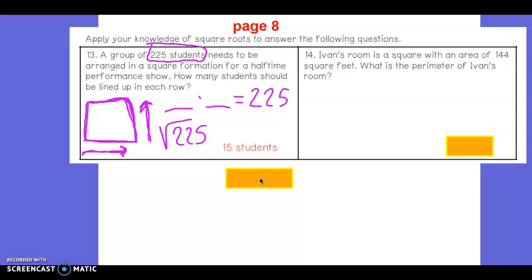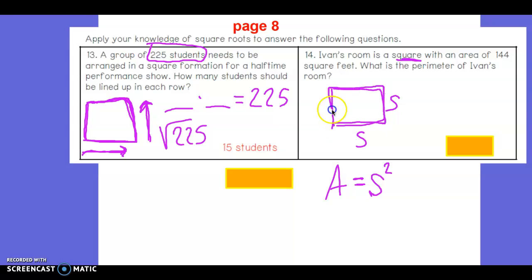Problem number 14 tells you that you have an area of a square. It's 144 square feet. If you remember, a square has two equal sides, so the area is just the side squared. They want you to find the perimeter of the room. So to find the perimeter, we need to know the length of each side. Remember, perimeter means we're going to add up the distance going all the way around the outside of the square. So I've got to figure out, if the area is 144, what number squared gives me 144.